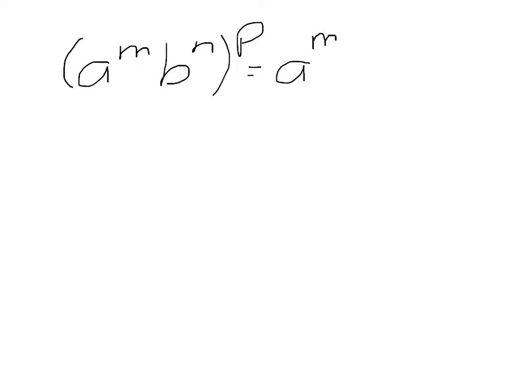The final rule that we have to talk about is what happens when we have a to the m, b to the n, to the p power. What happens when you have a monomial that has multiple variables in it, all raised to a power? Well, nothing different. We're going to multiply the outer exponent to all of the inner exponents. So a to the m, b to the n, to the p power is just a to the mp, b to the np.